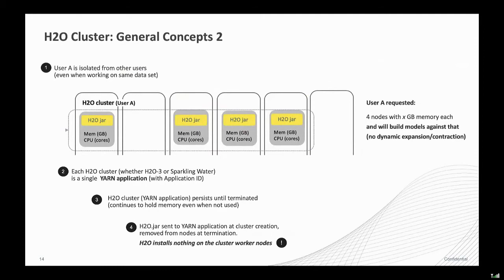And then let's just drill down right now on a single cluster and look at some of the properties about it. One thing is that user A's single cluster is isolated from all other users and clusters. So if you and I are using the same exact data set at the same exact time, we're completely isolated. I've got my data set in memory of my H2O cluster, you've got your data set in memory of your H2O cluster. So there's no sharing of data among users or among clusters.